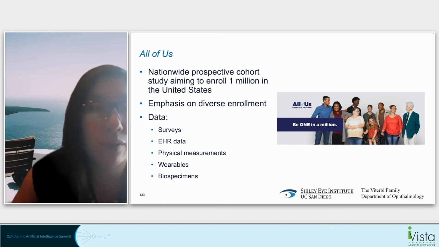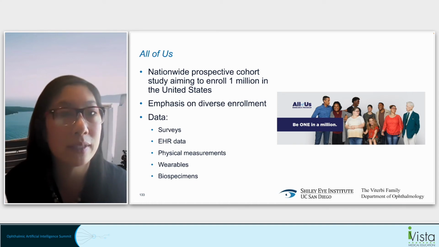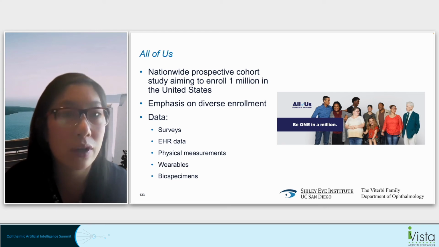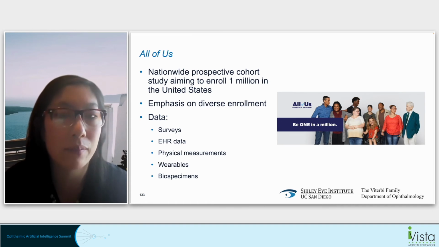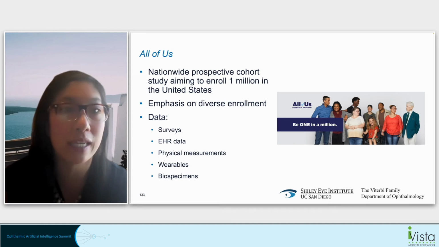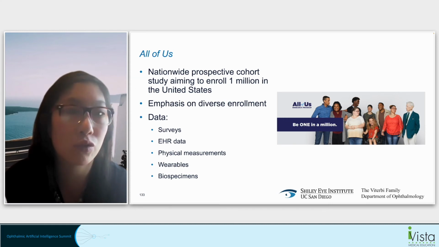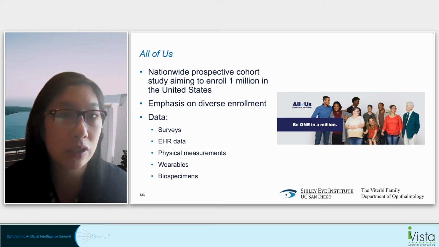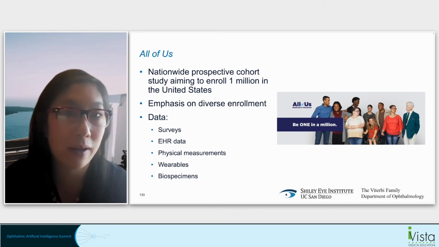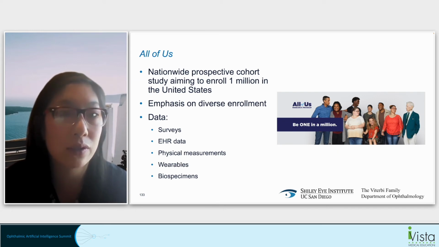And so to do that, we wanted to use a newer data source, which is called the All of Us database. When I first started using this, it was a very new resource. They started the program in around 2016, so it's only been around for a few years, and they're really gaining traction in enrollment. I think it's a great opportunity for ophthalmology researchers. And part of my goal in talking about it is to encourage more members of the ophthalmic research community to utilize this great resource. So it's a nationwide prospective cohort study aiming to enroll 1 million people in the United States.